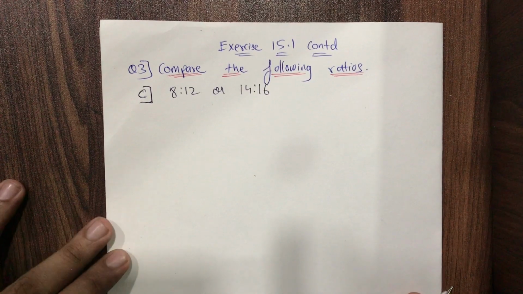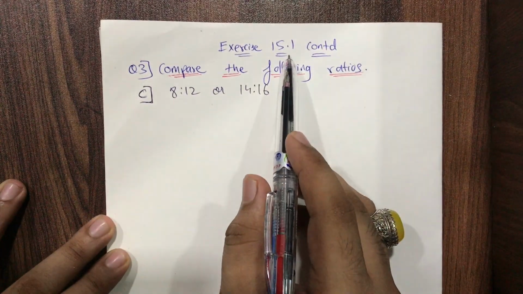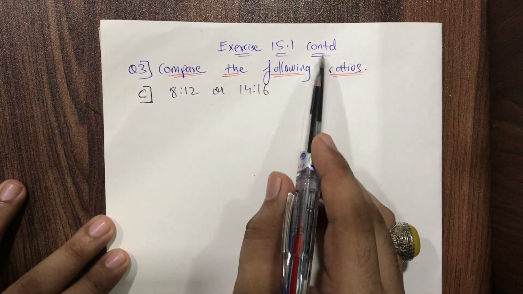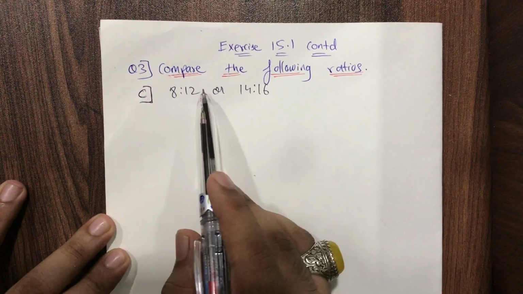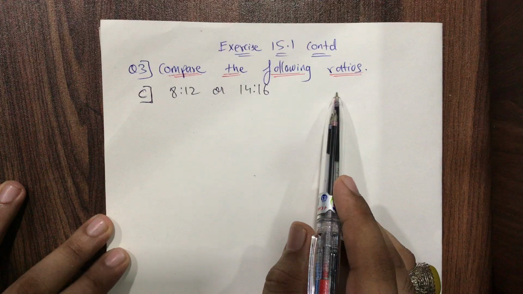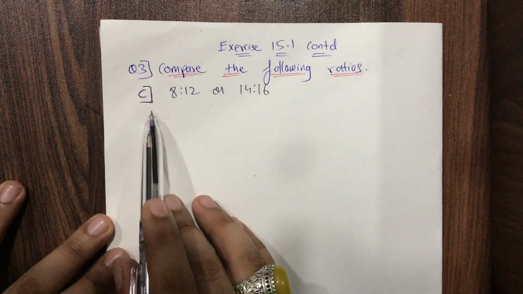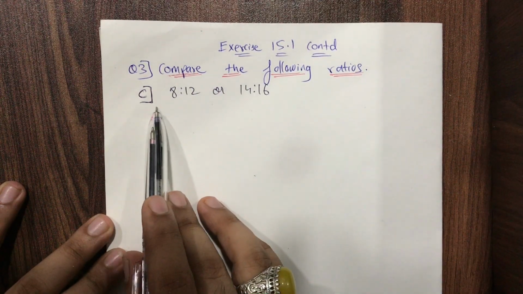We are on exercise 15.1. Okay, so exercise 15.1 continued. Today we'll be dealing with question number 3. It's compare the following ratios. In this question number 3, I'll be solving first the sub-question C.